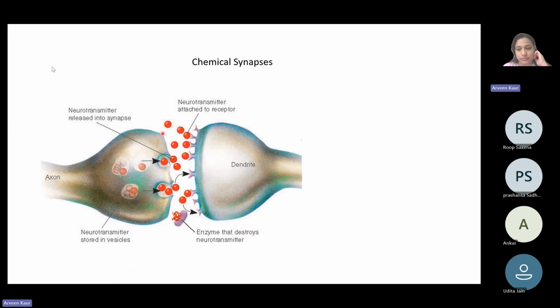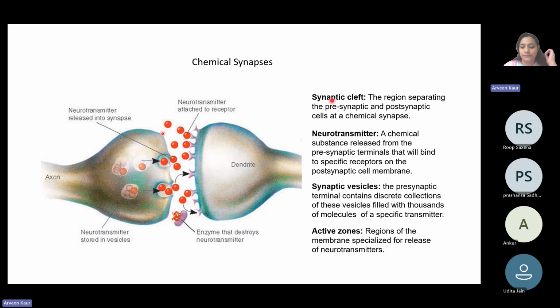Then we come to chemical synapses, right? There are again some parts in this chemical synapse. One is the synaptic cleft, which is this region in the middle. It is the region separating the presynaptic and postsynaptic cells at a chemical synapse, right? Then there are neurotransmitters. These are chemical substances released from presynaptic terminals that bind to specific receptors on the postsynaptic cell membrane.